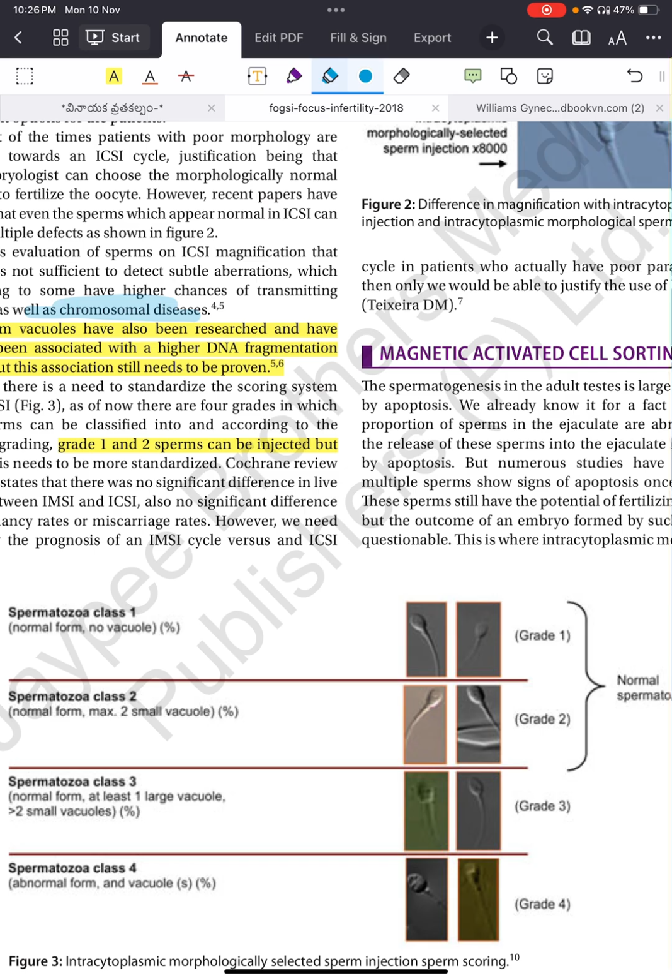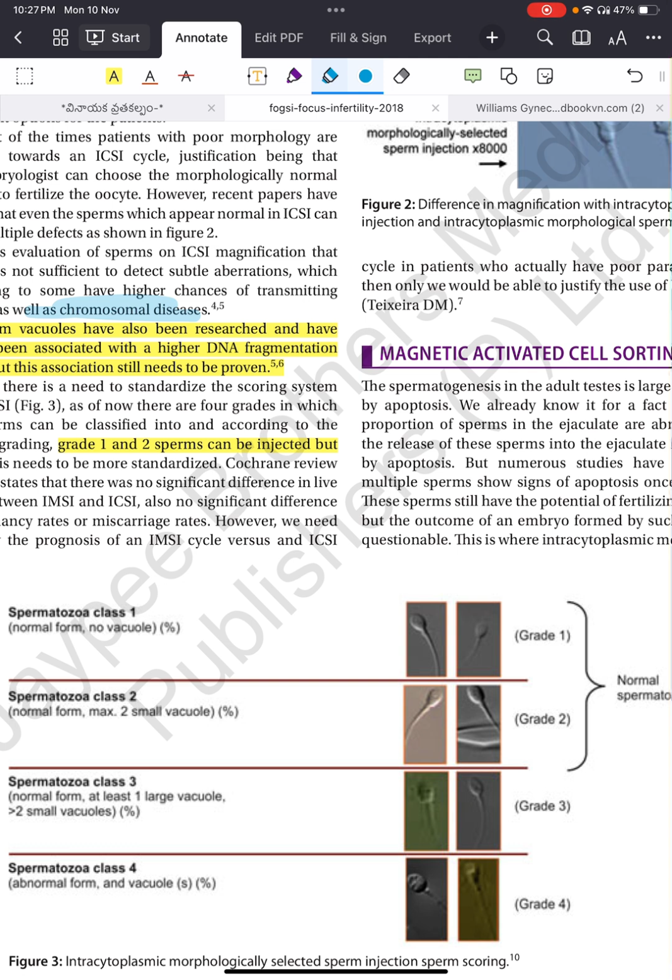If you see properly, if spermatozoa have normal forms and no vacuoles, that is grade one. If they are normal forms and there are a maximum of two small vacuoles, that is grade 2. So these grade 1 and grade 2 sperms are the best sperms. We can use those sperms. Coming to grade 3 and grade 4, that is class 3 and class 4. In class 3, there are normal forms. By look, they are normal, but there is at least one large vacuole and more than two small vacuoles. Small vacuoles are also there, and one big large vacuole also. That is grade 3. Grade 4 is abnormal forms. They are properly abnormal and have vacuoles also. That is grade 4.